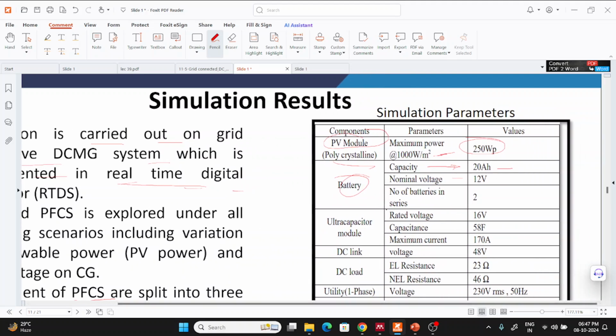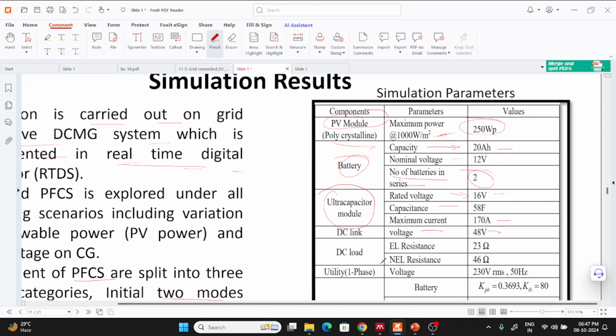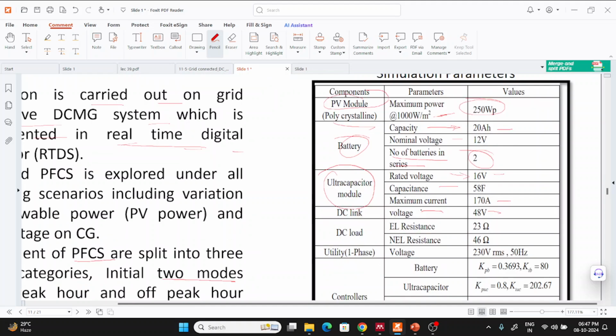Then we took the number of batteries in series as 2. We took an ultra capacitor module which has a rated voltage of 16 volt, capacitance of 58 farad, and the maximum current it can allow is 170 ampere. Then there is a DC link of voltage 48 volt. Then there are loads, essential and non-essential. Basically we have to calculate the load in terms of resistances. The essential load is 23 ohm and non-essential is 46 ohm.